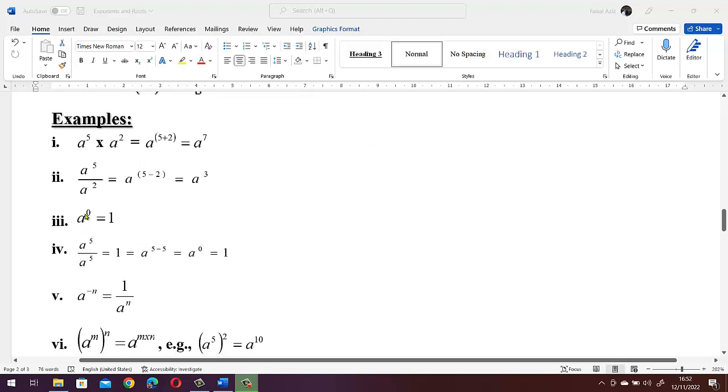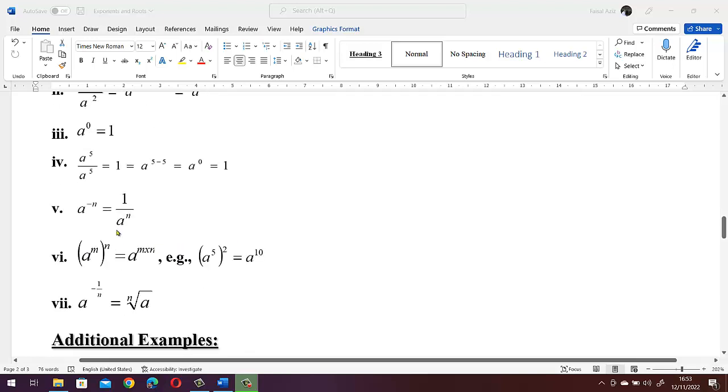Any variable with 0 power, the answer will be 1. As you can see, a power 5 divided by a power 5, it will be cancelled and the end result will become 1. And here a power minus n can be written as 1 upon a power n. And in number 6, you can see a power m then whole power n, so we multiply m into n, so the end result will be a power mn. Let's say we have a power 5 whole power 2, so this 5 will multiply by 2, and it will give us a power 10.